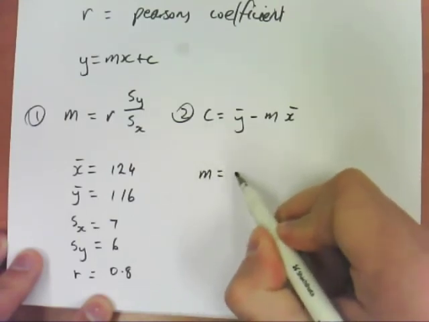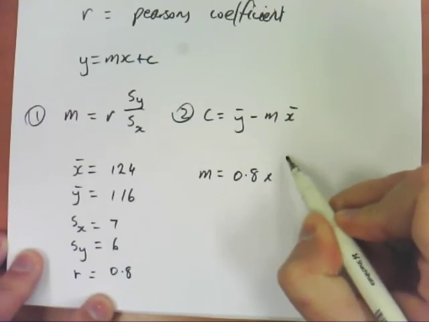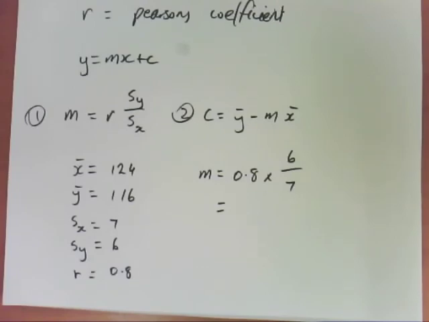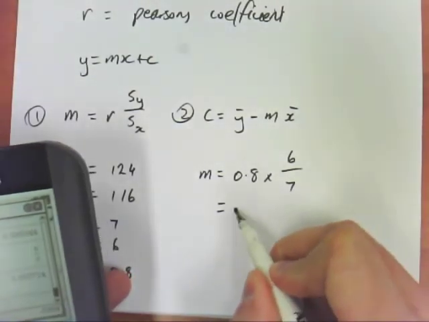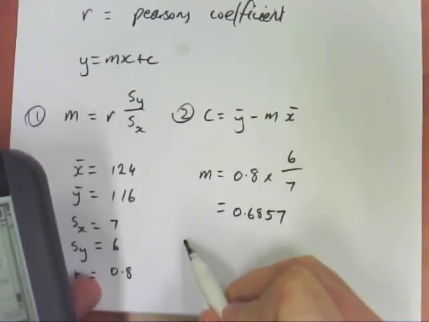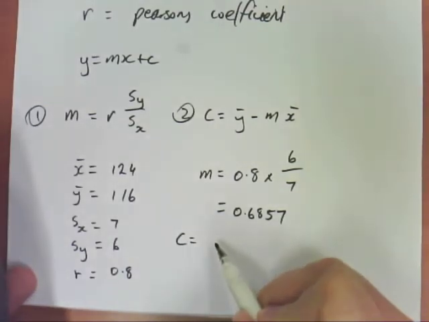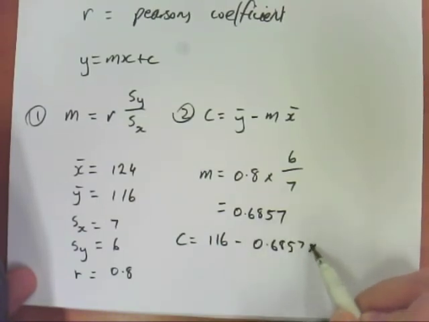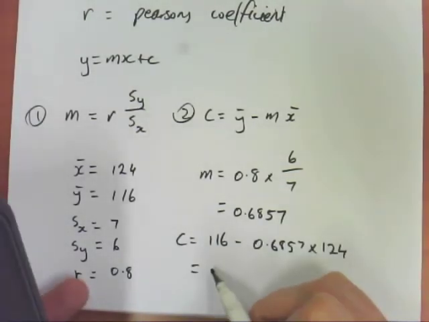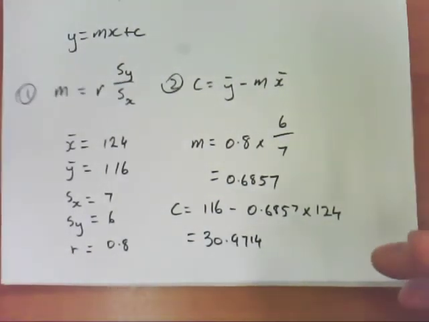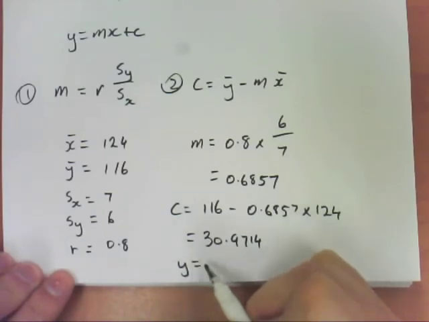So m equals 0.8 times by sy, which is 6, divided by 7. So my gradient, if I get my calculator and work that out, comes out at 0.6857. Okay, so from there I can work out c. So c equals y bar, which is 116, minus m, which is 0.6857, times by x bar, which is 124, and if I calculate that, we get c is 30.9714.